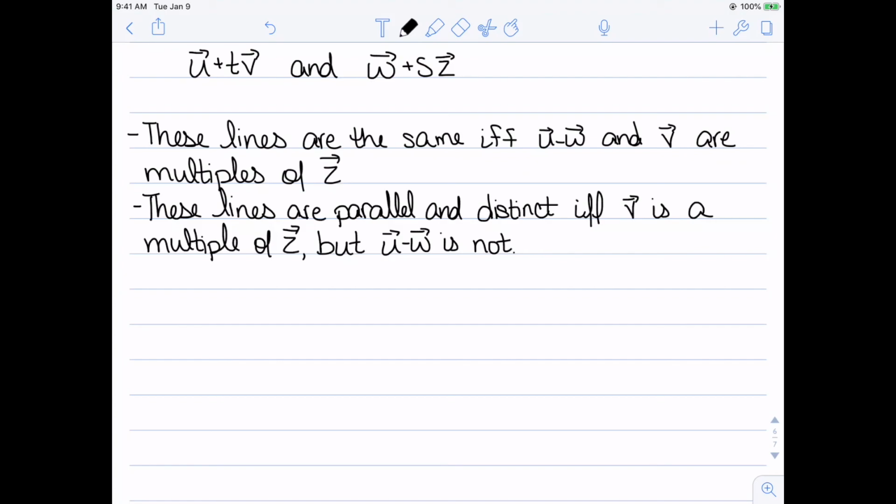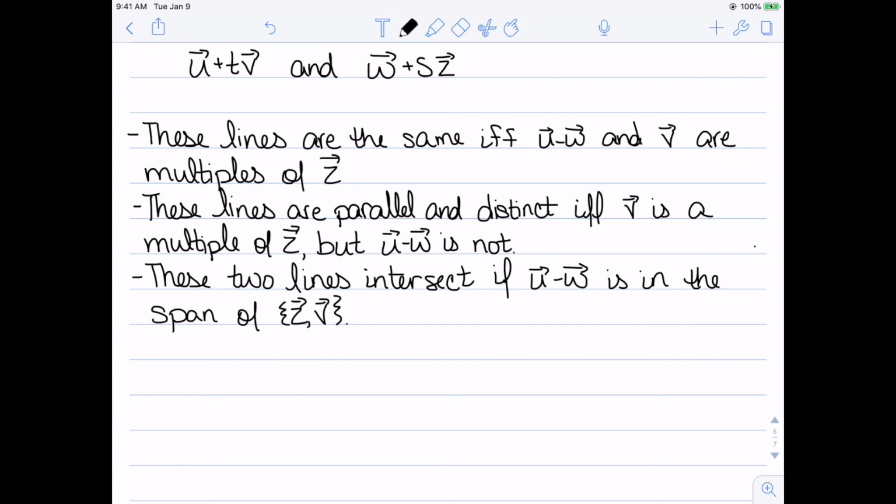We can say these two lines are parallel and distinct if and only if v is a multiple of my vector z, but u minus w is not a multiple of this vector z. And finally, we can say these two lines intersect if u minus w is in the span of my vectors z and v.